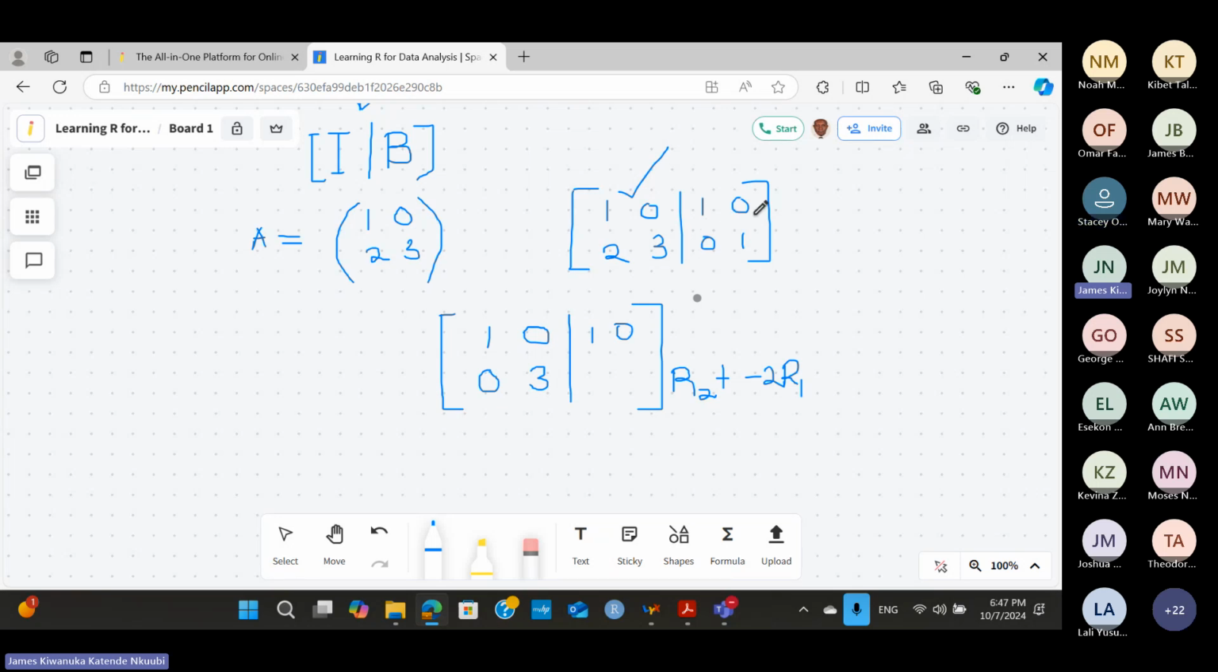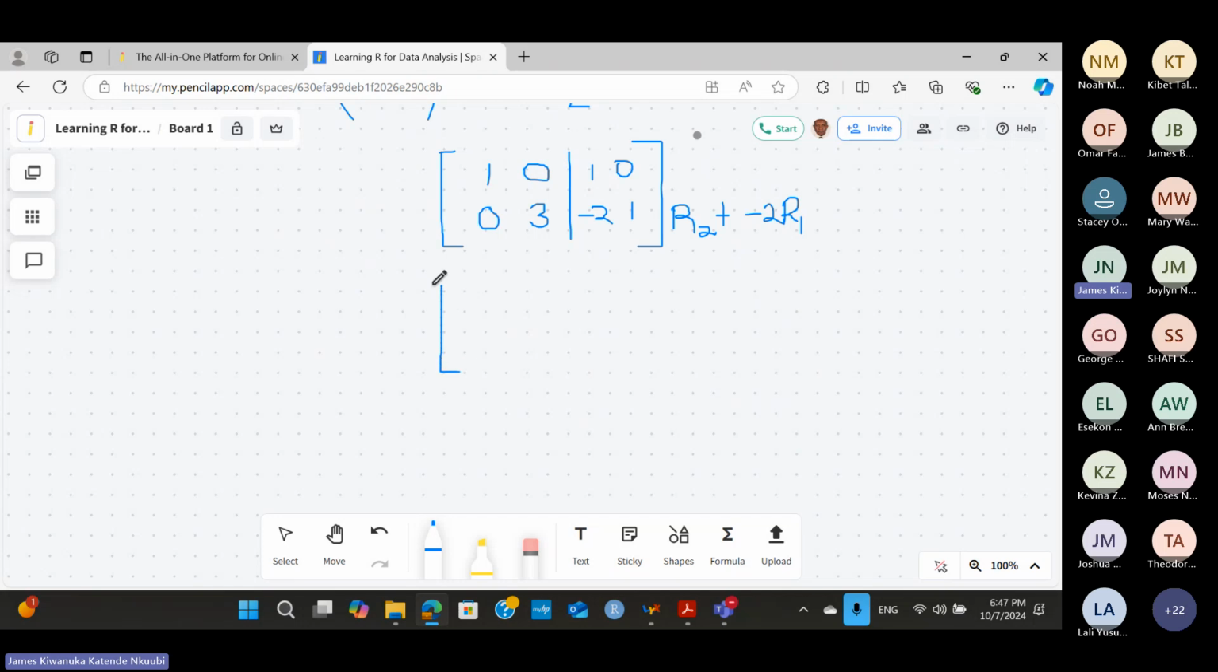So this side also benefits from that operation. We are multiplying this by -2 and adding. It's -2, and this one will still be 1. Right? Yes. So this side is still not in reduced echelon form. There's one step missing. We need this 3 to be a 1, right? Yes.